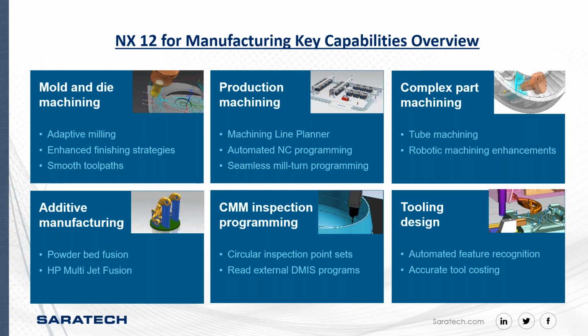So here, we're just going to talk about the different key capabilities overviews. Most of the add-ons and modifications they've done were for the mold and die machining industry: the adaptive milling, enhanced finishing strategies, and the smoothing of tool paths. They've also done production machining enhancements with the machine line planner, as I said, the automated CNC programming, which is feature-based programming. They've also done a lot of cleanup in the mill turn programming to give us a more seamless operation from chuck to chuck, upper turret, lower turret. The complex part machining, the robotic machining enhancements.